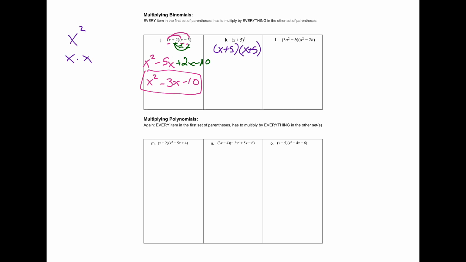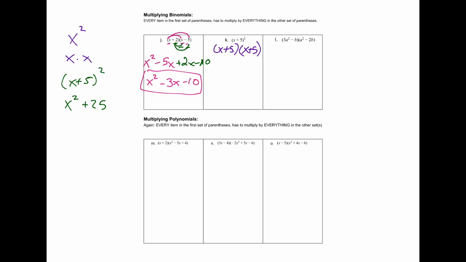Okay. It's super, super important that you don't just square the x and square the 5. As you'll see in just a second, x plus 5 squared is not x squared plus 25. So you don't just want to square the first thing and square the last thing. So make sure you don't do that. For this one, you can distribute just like we did in problem J here.